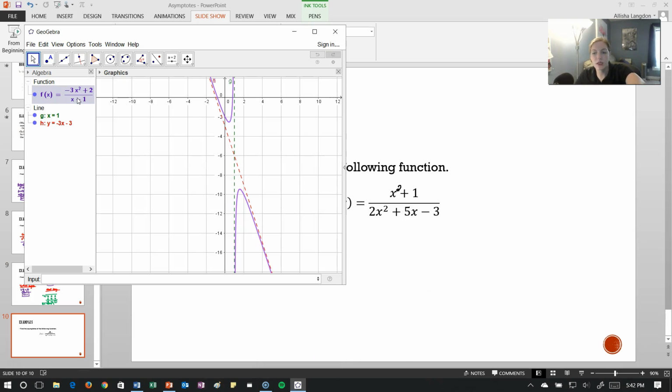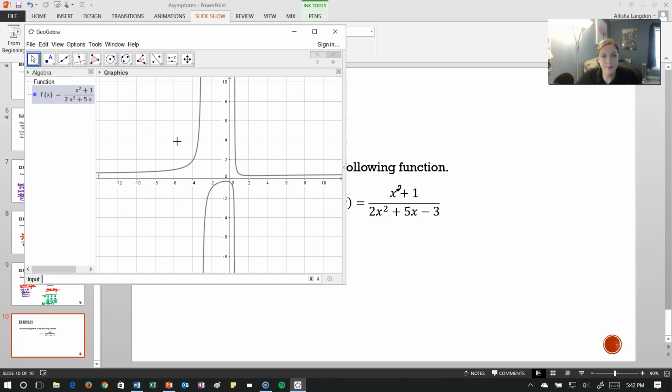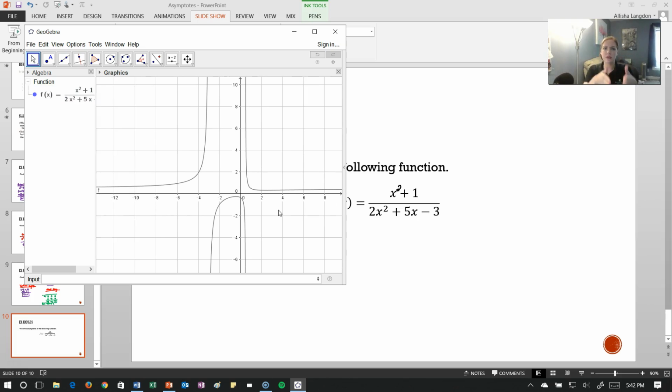So delete our old ones. Boom, boom, boom, boom, boom. We're going to graph f of x equals, on the top is x squared because we changed that to x squared, divided by 2x squared plus 5x minus 3. Okay. Well, that just looks lovely. There looks like there's 3 parts, and it almost looks like there's 2 vertical, then maybe like a horizontal. Let's see what we come up with, though.